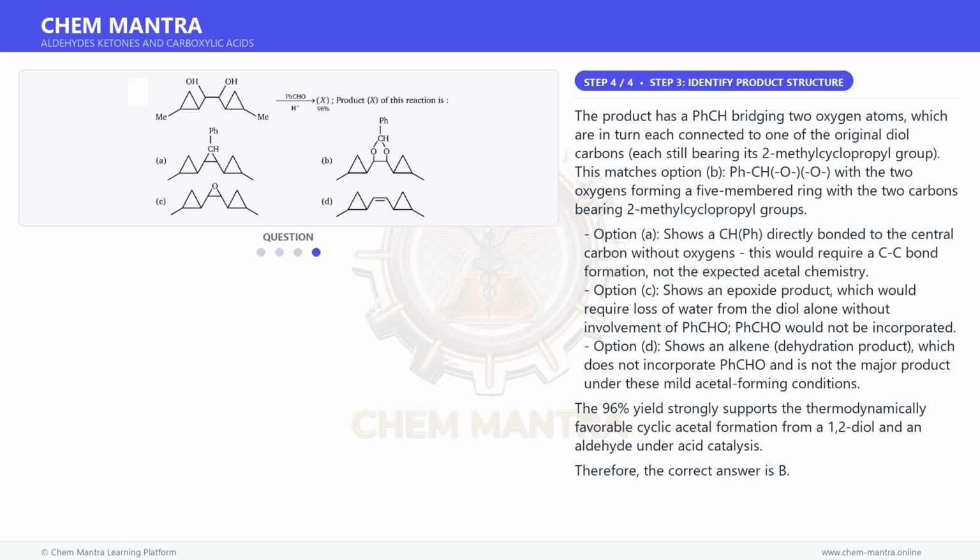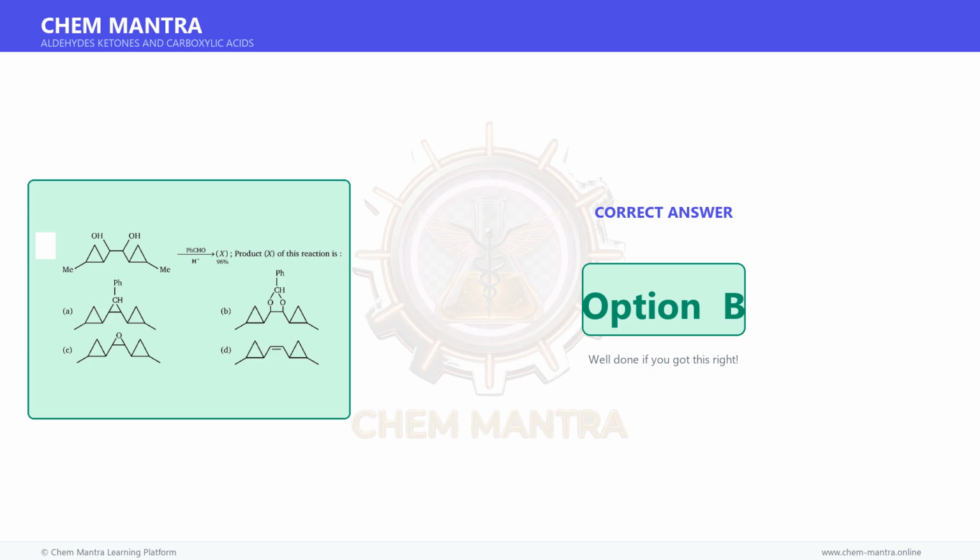mild acetal forming conditions. The 96% yield strongly supports the thermodynamically favorable cyclic acetal formation from a 1,2-diol and an aldehyde under acid catalysis. Therefore, the correct answer is B. Therefore, the correct answer is option B.